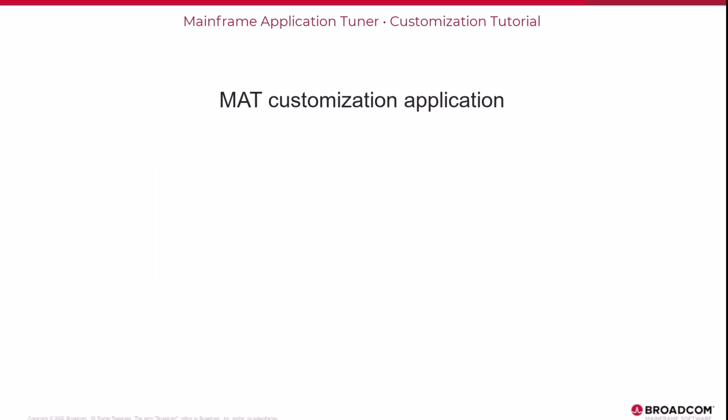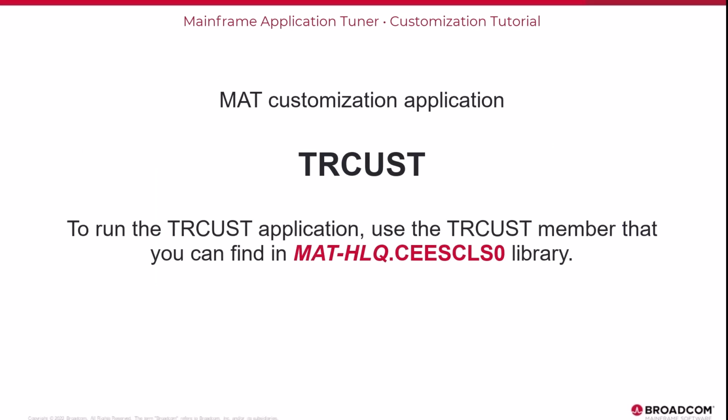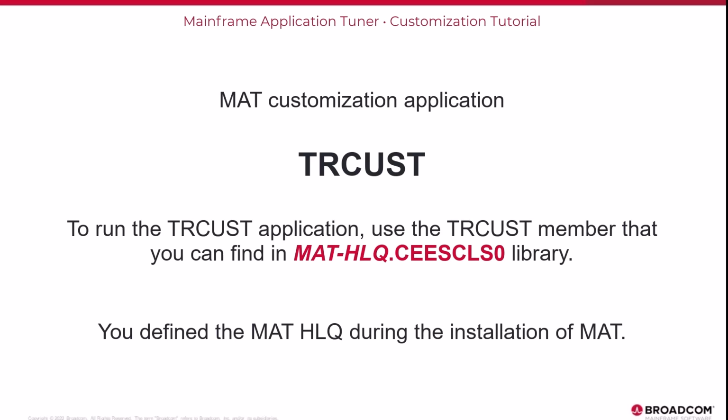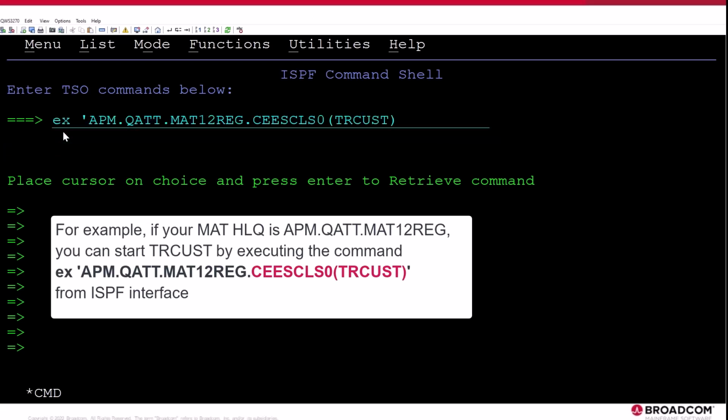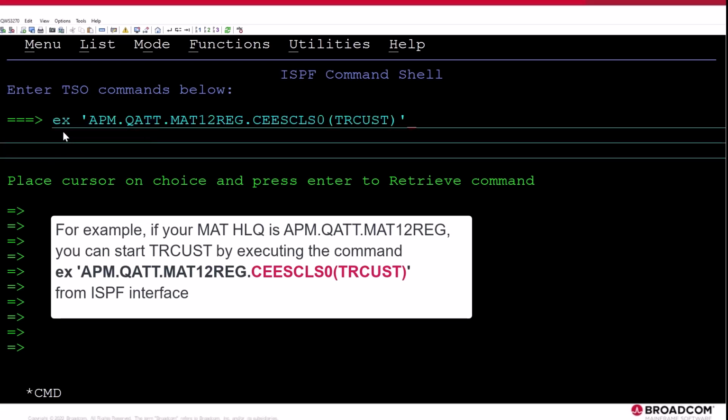The MAT customization application is called trcust. To run the trcust application, use the trcust member that you can find in the library shown here. You define the MAT high-level qualifier during the installation of MAT. For example, if your MAT high-level qualifier is apm.qett.mat12reg, you can start trcust by executing the command ex 'apm.qett.mat12reg.ceescls0(trcust)' from the ISPF interface.